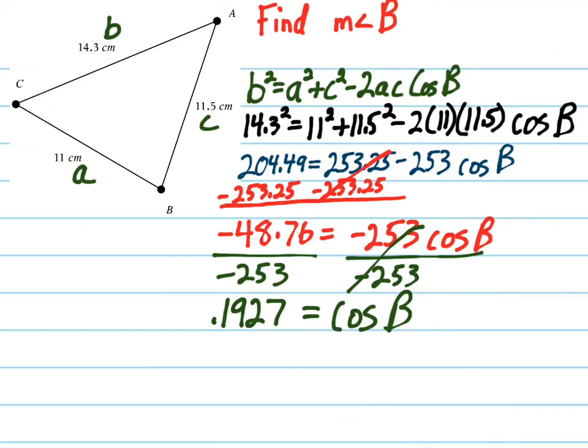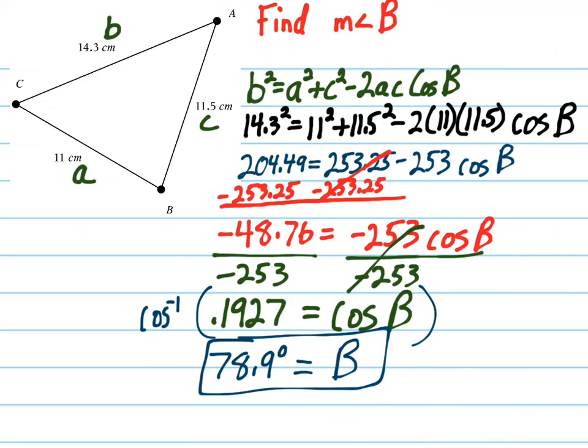I need to undo the cosine function, so we're going to do arc cosine or cosine inverse. Do it to both sides. And on the right side it's just going to give me big B. On the left it's going to clean up to 78.9 degrees. Alright, and then we ask for big B. That's what we just found.